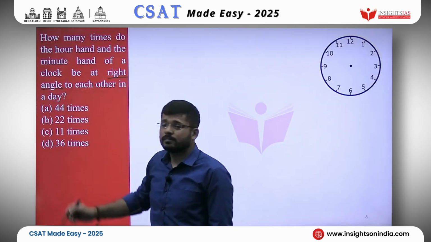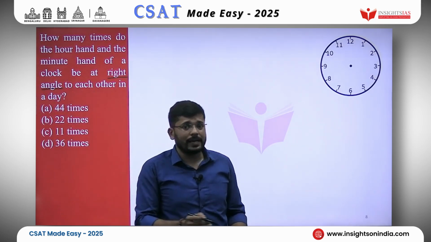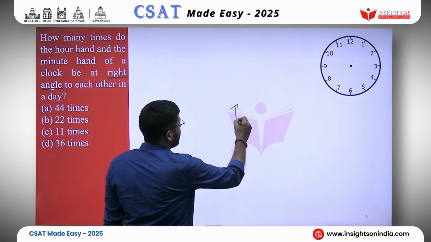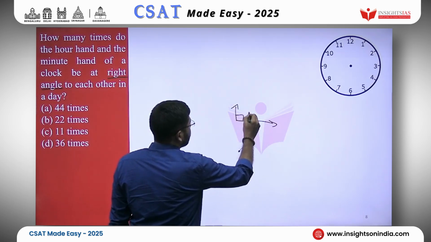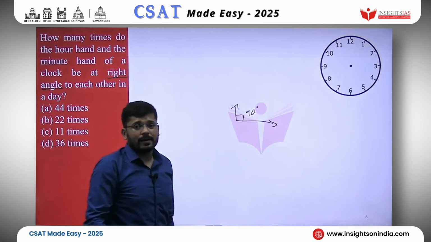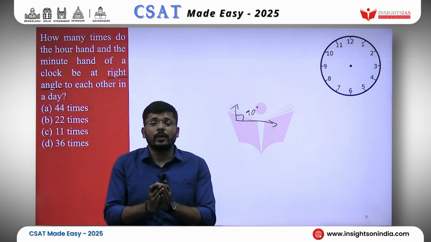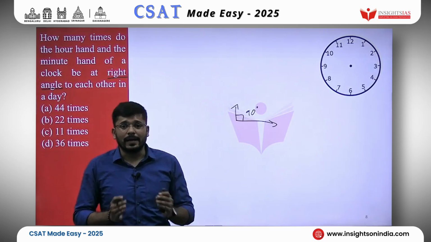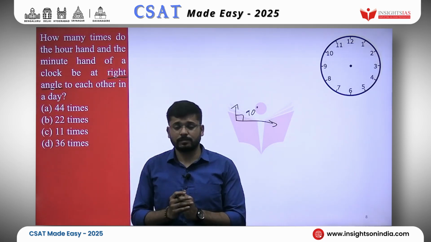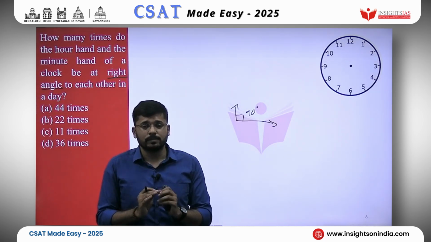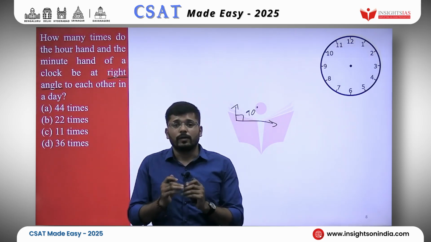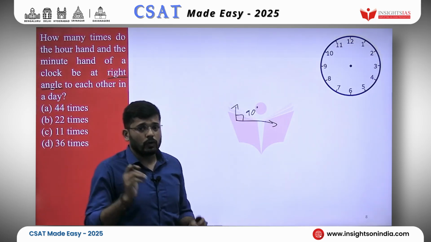Right angle, that is the angle of 90 degrees, right? If the hour hand is like this and the minute hand is like this, this is a right angle, right? They are asking us how many times the hour hand and the minute hand are like this in a day. Okay, this is simple. Let's take the concept of 12 hours.